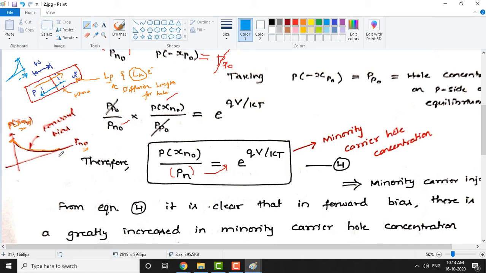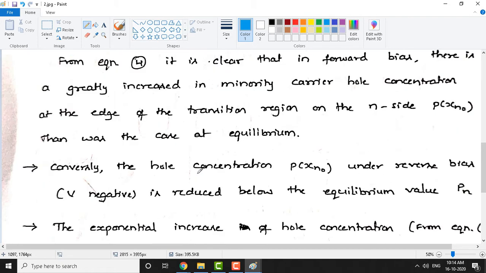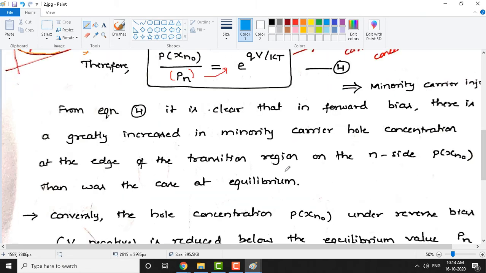This graph shows that the holes will not recombine near the junction. They travel a little deeper, and you can also observe that when you go deeper into the neutral n region, there is no excess hole concentration. Hole concentration becomes equal to the equilibrium condition, Pn naught. So the holes get recombined with electrons, and therefore the quantity becomes less. I hope you understood this phenomenon here.